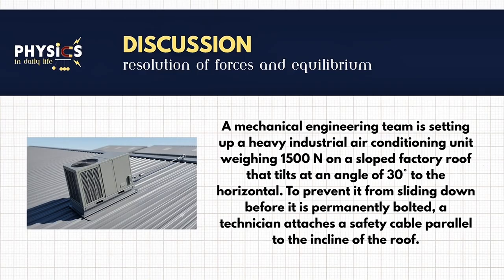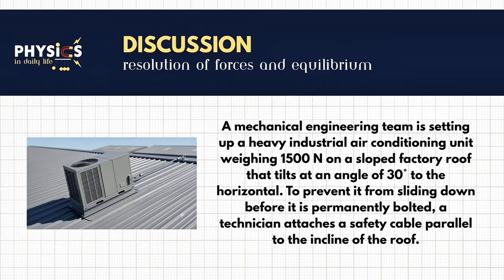If we visually analyze the diagram provided here, this grey block represents our 1500 Newton load sitting on the incline. In physics, when an object is placed on a tilted surface, its weight doesn't just act in one simple direction. Because of the 30-degree angle, the gravitational force is actually resolved into two distinct components. One component presses directly perpendicular into the roof, while the other component acts parallel to the slope, constantly trying to pull the entire unit downwards. Without any intervention, gravity would cause the unit to slide down, creating a major safety hazard.